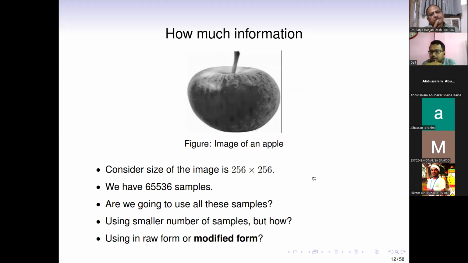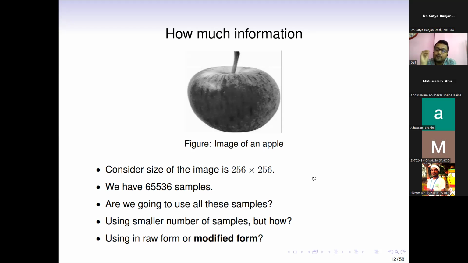Suppose we consider the size of the image to be 256 x 256. So we have 65536 samples. We are going to process it raw. If we are going to process it raw, no problem. If we have to modify its form, then we have to find out how.